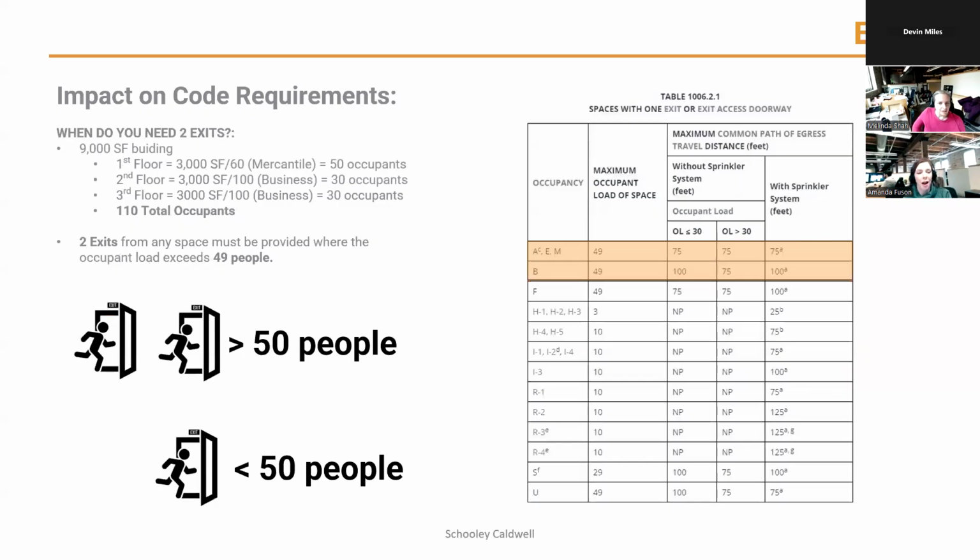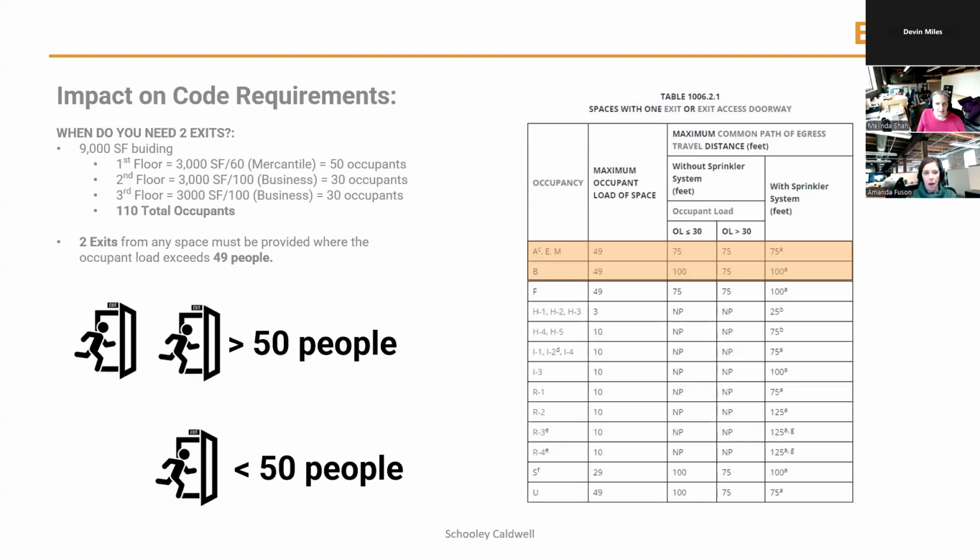Once we've determined the occupant load per floor, we can determine the number of exits required. For occupancy types mercantile and business, an occupant load exceeding 49 people requires more than 1 exit, and that's highlighted in the table on the right. For our building, that is the case. We have more than 49 people, and that would require at least 2 exits. Additionally, the occupancy type will determine the maximum distance that an occupant can travel to reach one of those 2 exits.